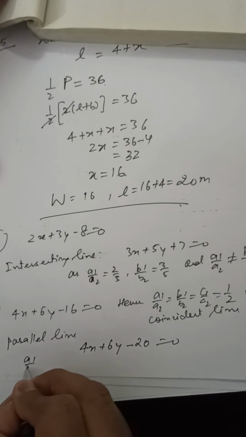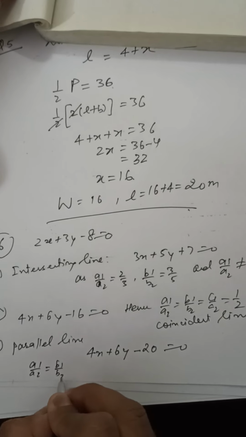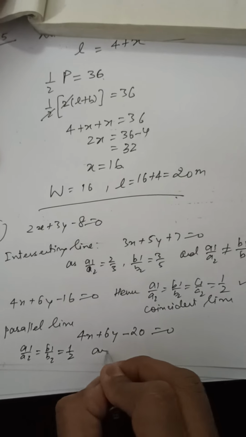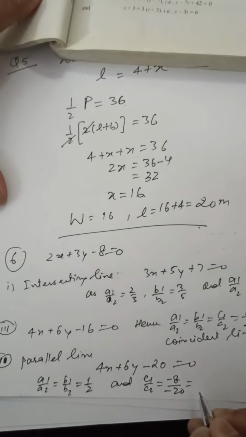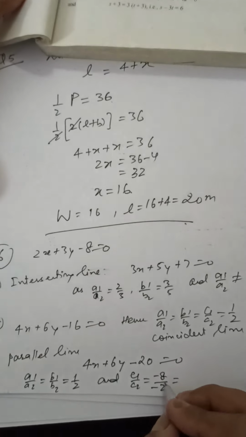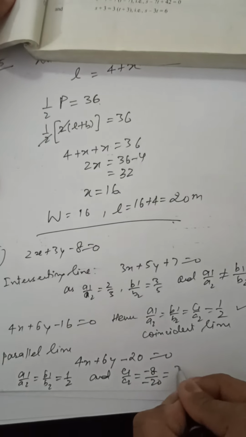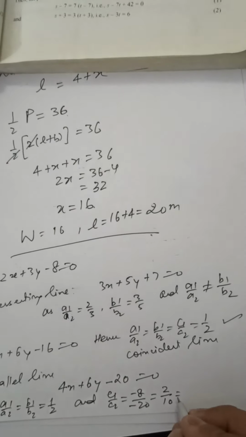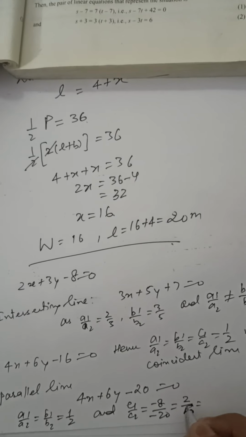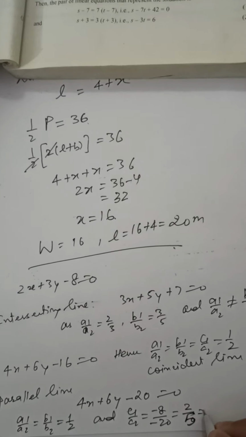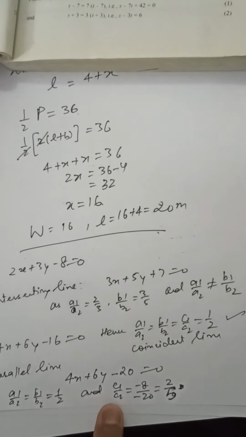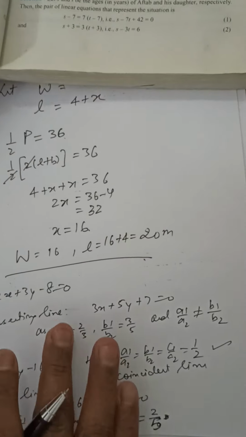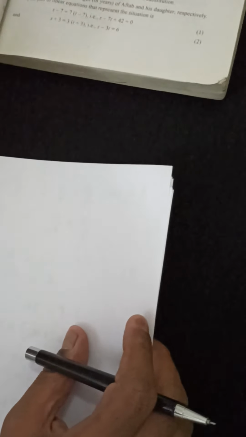So we see that a1 upon a2 is equal to b1 upon b2, that gives you 1 by 2, and c1 upon c2 gives us minus 8 by minus 20, which gives us, minus minus gets cancelled, 8 by 20. We divide by 4, we get 2 by 10, or we get 2 by 5. Hence we say that a1 upon a2 is equal to b1 upon b2 is not equal to c1 upon c2. So you can take any example, students, and in this way you can find out different kinds of lines.